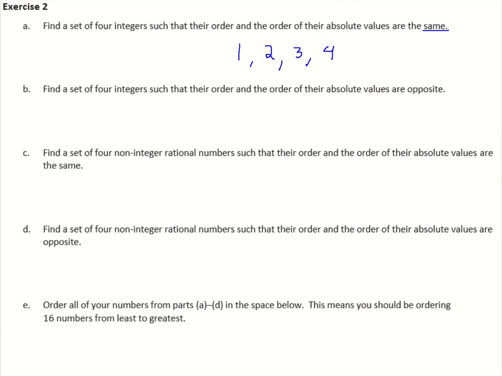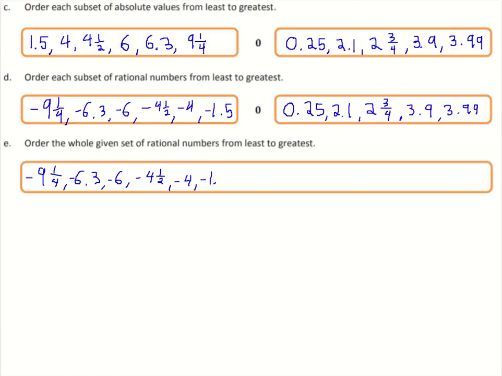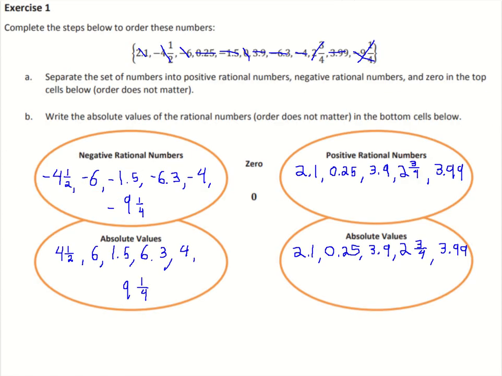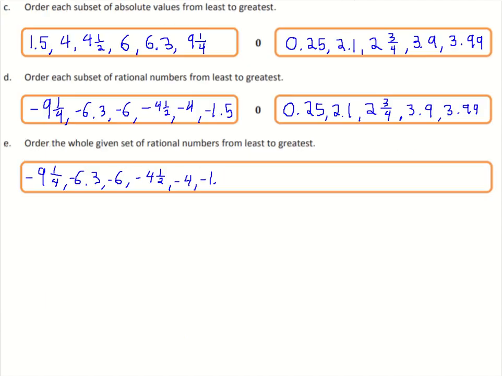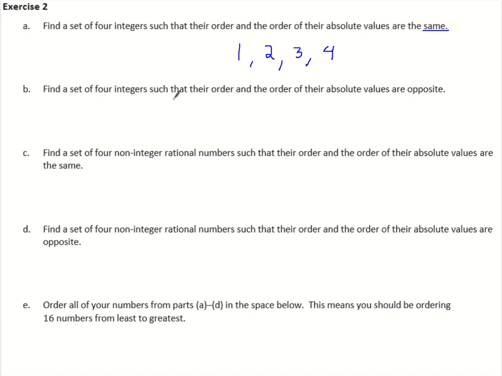Part B asks us, hey, now find a set of 4 integers such that their order and the order of their absolute values are opposite to one another. So, we can remember back to what we had done yesterday in the video. The order of negative integers is the opposite of the order of their absolute values. So, if I want to get 4 integers here, they're all going to need to be negative integers.